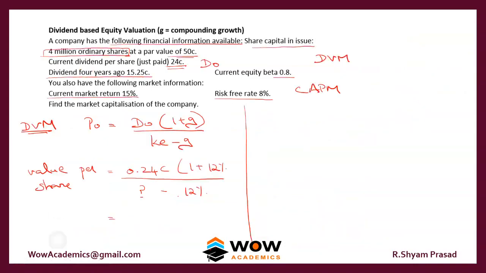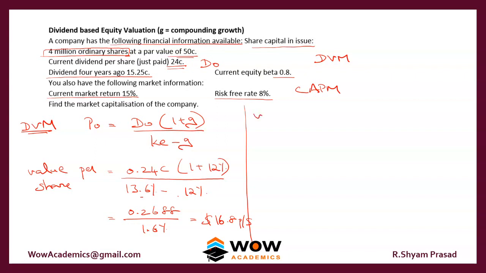So we will substitute our KE here. KE is 13.6 percent. So we'll solve our total answer. The numerator comes to 0.2688 divided by 1.6%. So the total value comes to 16.8. But this is a per share value. This is a per share value.